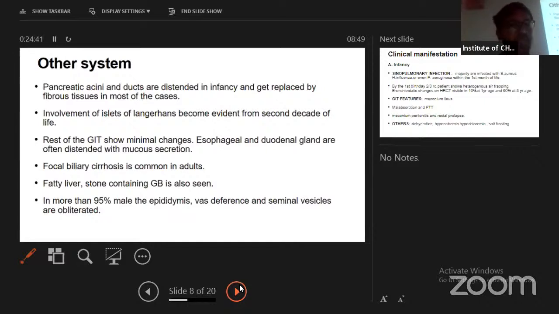The esophageal and duodenal glands are often distended with mucus secretion. Focal biliary cirrhosis is also common in adults. Fatty liver and stone-containing gallbladder are also seen. In more than 90% of males, the epididymis, vas deferens, and seminal vesicles are obliterated or atretic.